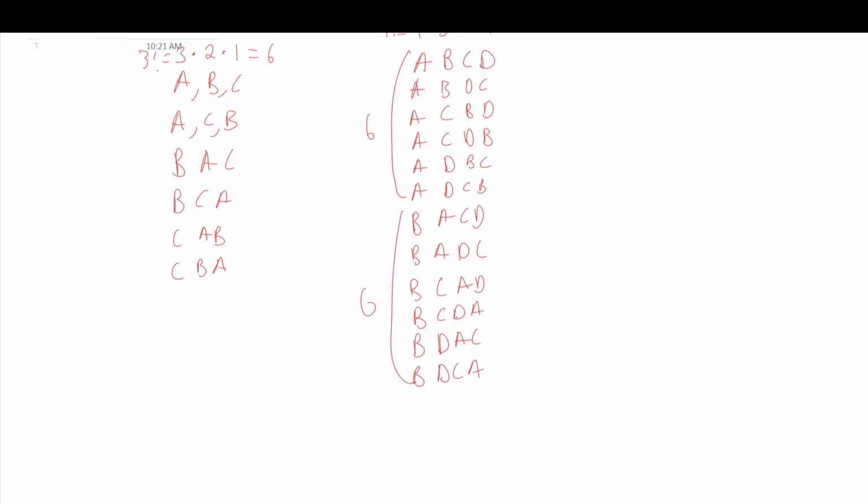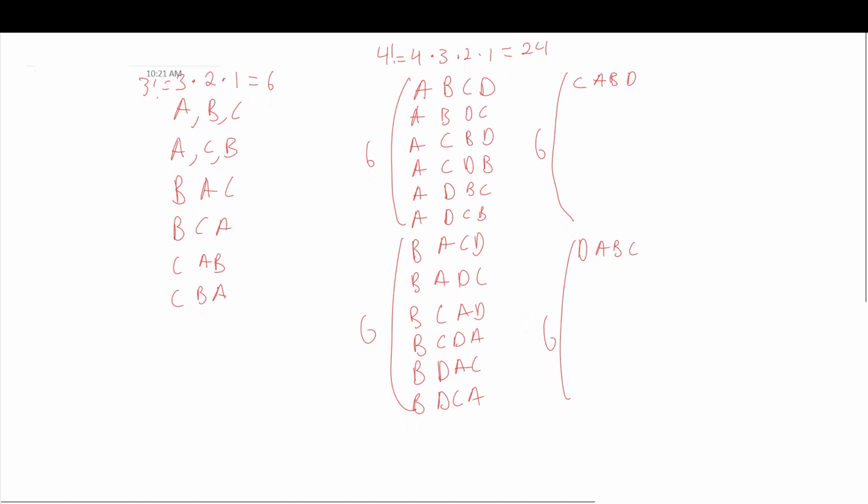Now if we did that also for D, A, B, C, you'll have another 6 here. Or actually, if I want to go in order, I can do C, A, B, D, and then there's going to be 6 ways to have C first, and then you can also do D, A, B, C, and there's going to be 6 ways to have D. So 6 plus 6 plus 6 plus 6 gives you 24. Okay.